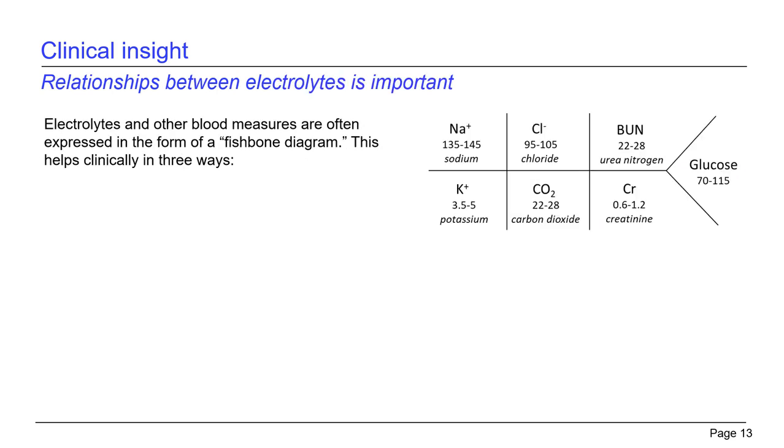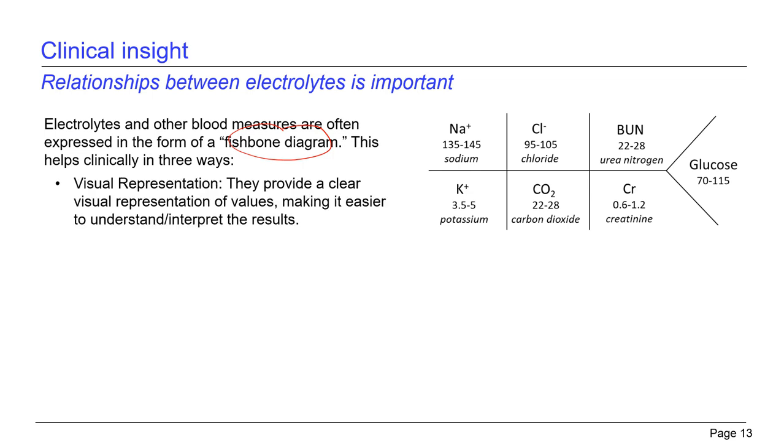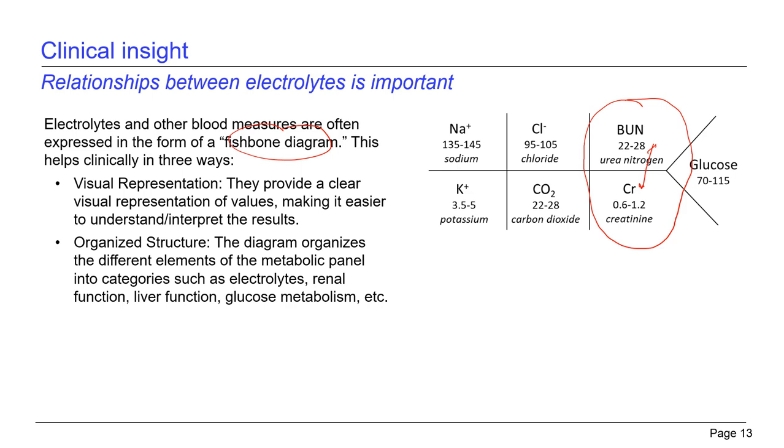The relationship between electrolytes is important, and sometimes that's expressed in what we call a fishbone diagram. This helps clinically in basically 3 ways. 1, it provides a clear visual representation of values, in particular ratios. We've mentioned the blood urea nitrogen and the creatinine levels, and having the values in this form allows you to very quickly look and compute ratios. It really is an organized structure too. The diagram organizes the different elements of the metabolic panel into categories: electrolytes, renal function, glucose metabolism. It gives you an overview of all the different parameters that are important in patient care.